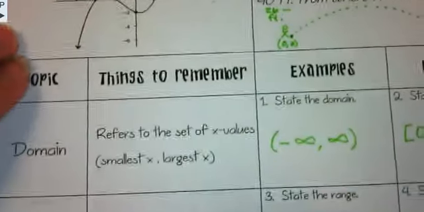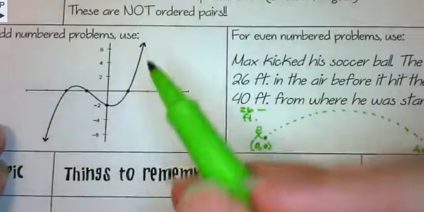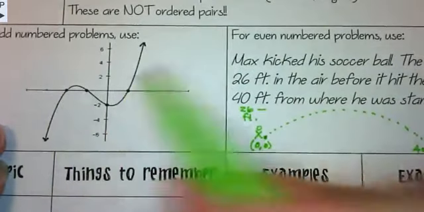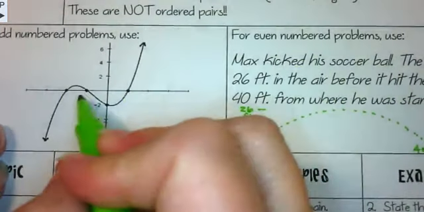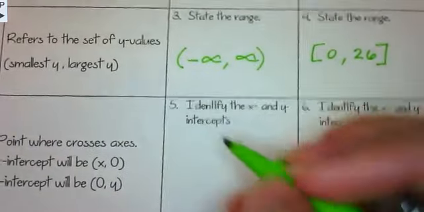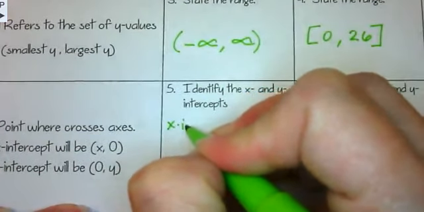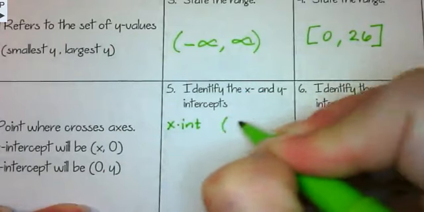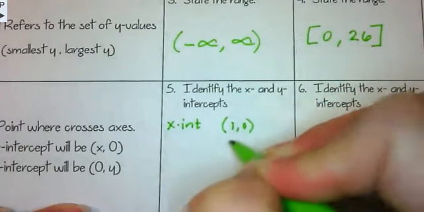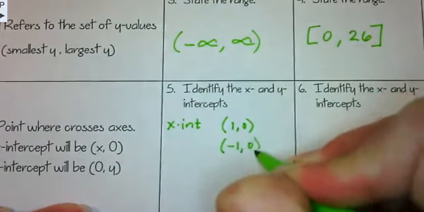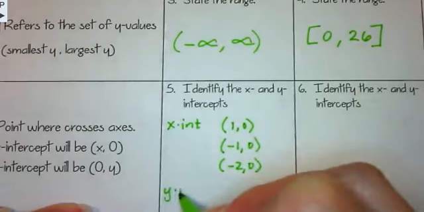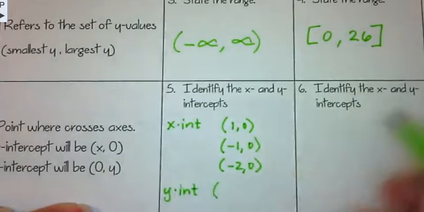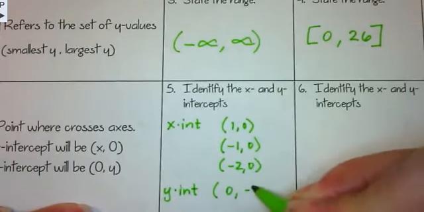So looking at this graph right here, if we do the x-intercepts, there's actually 3 of them. There's one right here at 1, 0. There's one there, and then one there. So for this example, we have x-intercepts at 1, 0, at -1, 0, and at -2, 0. And then our y-intercept is at 0, -2.